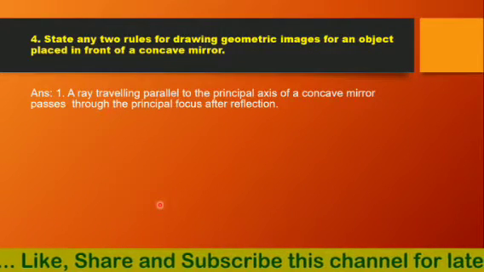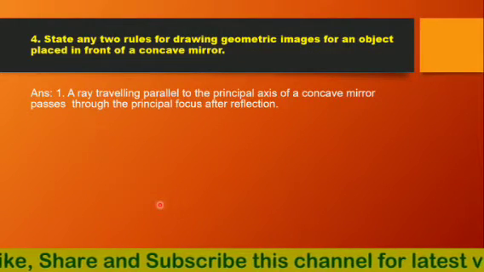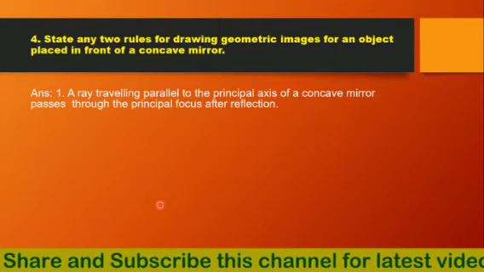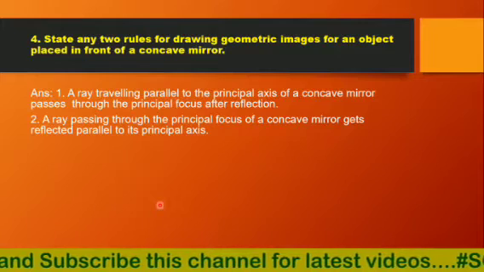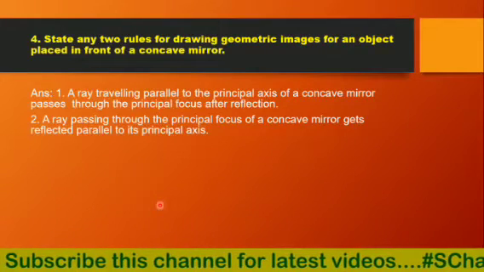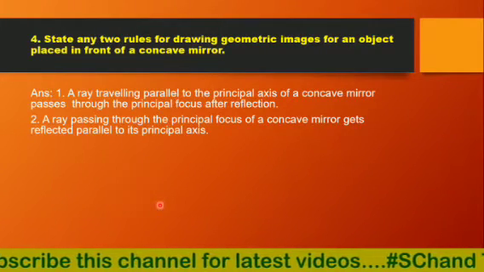The next we have, state any two rules for drawing the geometric images for an object placed in front of the concave mirror. A ray traveling parallel to the principal axis of a concave mirror passes through the principal focus after reflection. That is the first rule. Second, a ray passing through the principal focus of a concave mirror gets reflected parallel to the principal axis.